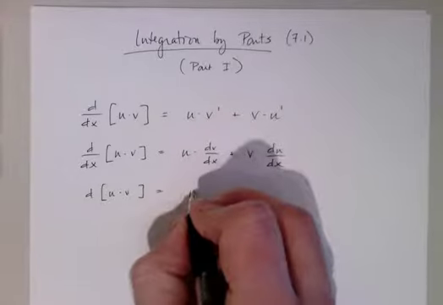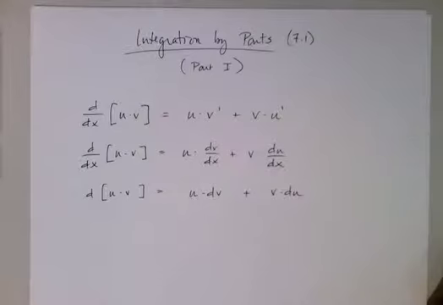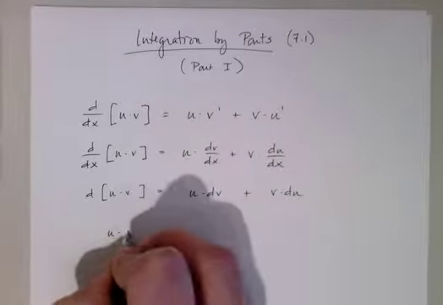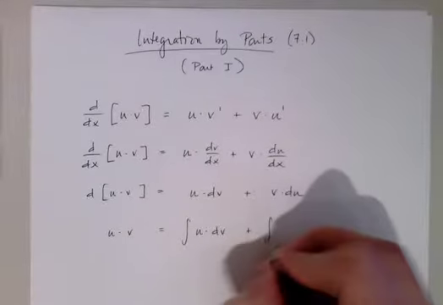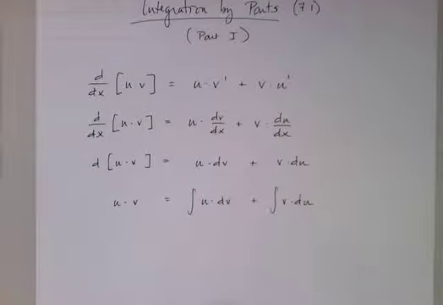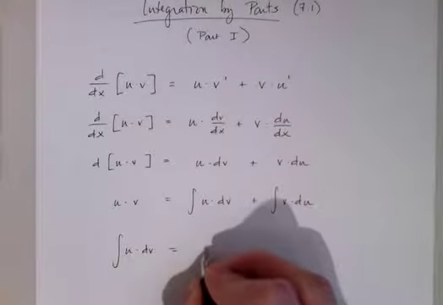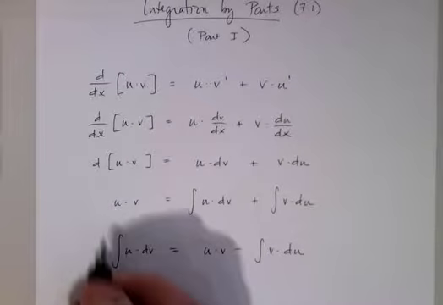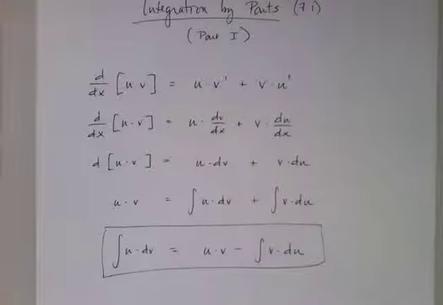And if we do that, we get that. Now, let's go ahead and integrate both sides. And we wind up getting u dv and v du as independent integrals. And just by a little bit of rearranging of terms, by simple subtraction, I'm going to get that. That is integration by parts, okay?